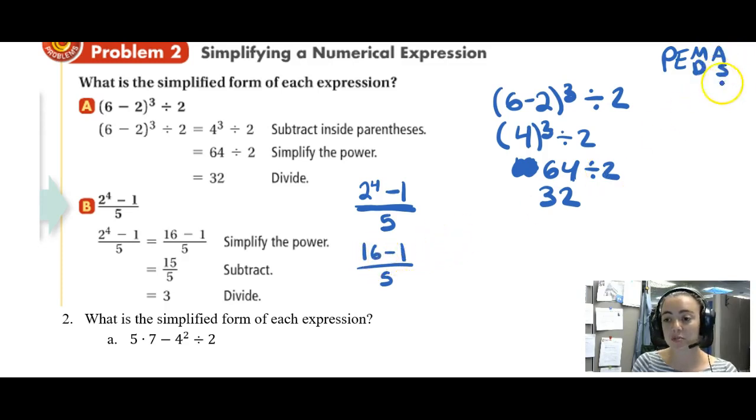Yes, addition and subtraction comes after multiplication and division, but we're working through that very first part of the grouping symbol in the numerator, so we have to do that first. So 16 minus 1 is 15. So we have 15 divided by 5. Now that we've simplified both the numerator and the denominator, both groupings, now we can approach multiplication and division. 15 divided by 5 is 3.